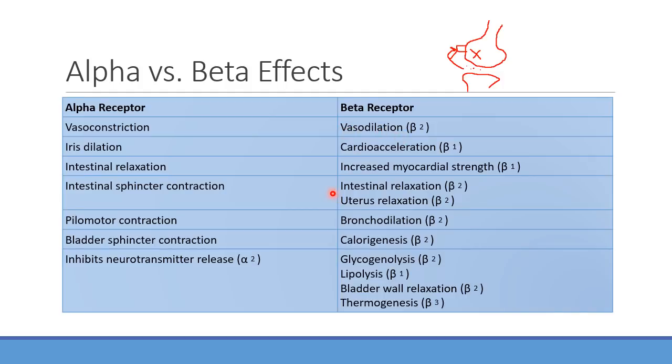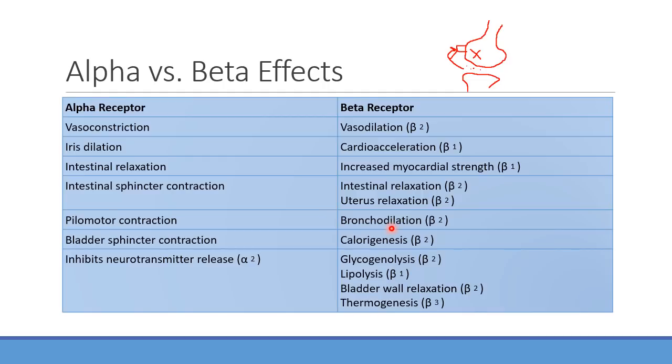Other things, we see intestinal relaxation, right? That makes sense because, again, we don't necessarily want digestion to be occurring here in a fight or flight response. We see things like uterine relaxation. In fact, one of the things we can give to patients who may be undergoing premature labor, we can actually give them a beta 2 agonist that will relax that uterine muscle to hopefully stop those contractions from occurring. That's one thing we can do, right?